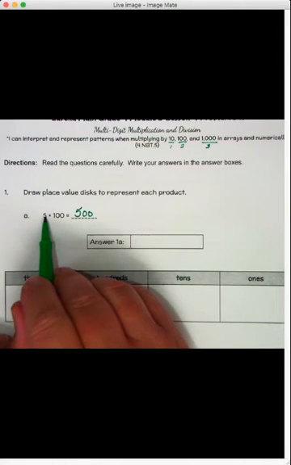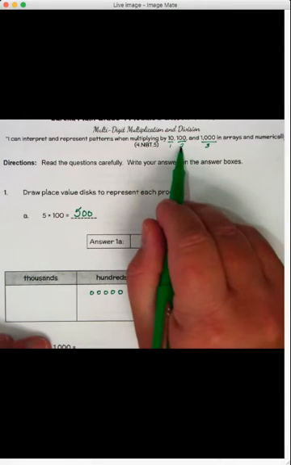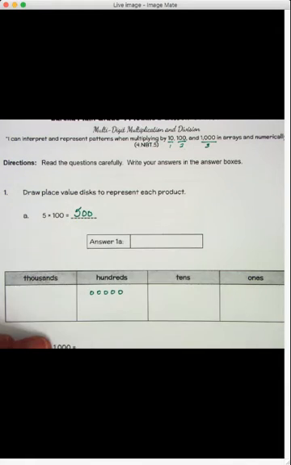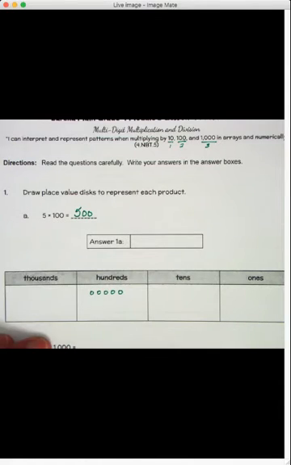The second way I want you to look at this is this. Look at the 5. We're multiplying by 100. How many zeros are in 100? 2. Put your 5 down, add 2 zeros. You just add the number of zeros there are in the number you're multiplying by to get the answer. Super duper easy.